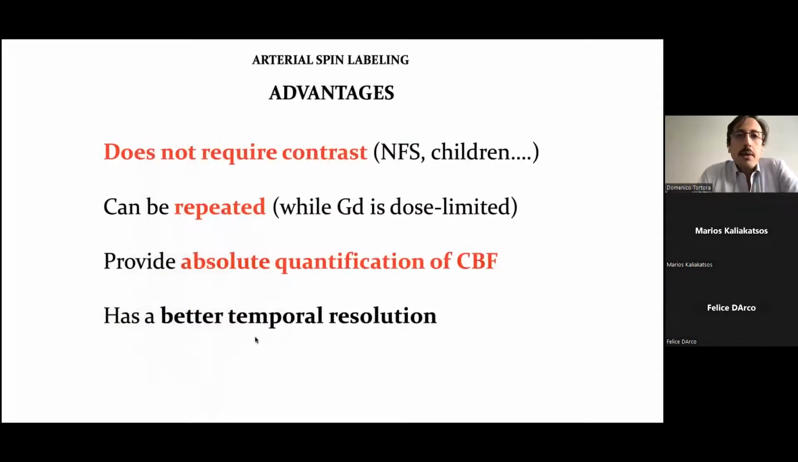On the other hand, arterial spin labeling shows several technical and practical advantages. In particular, it does not require the injection of gadolinium. It uses an endogenous tracer, which is represented by the water molecules in arterial vessels. Of course, it does not require ionizing radiation because it is an MR technique. For this reason, it can be repeated many times, also during the same MR study. And it also provides an absolute quantification of cerebral blood flow.